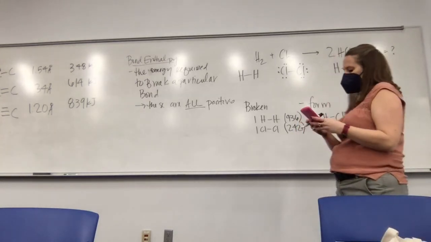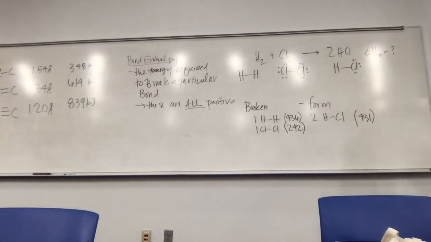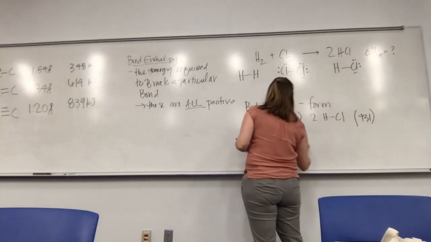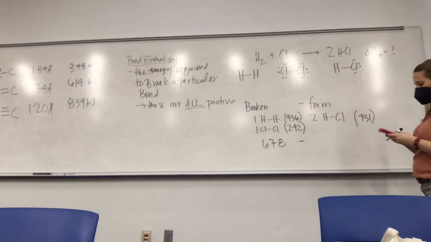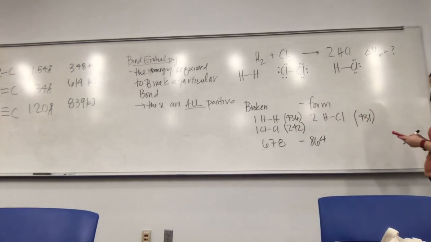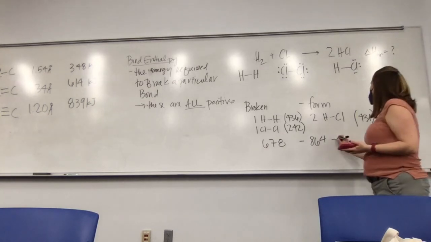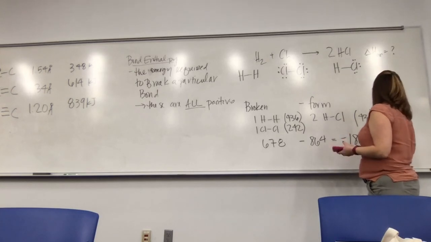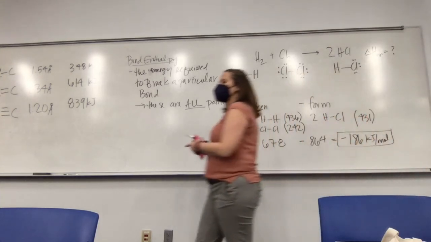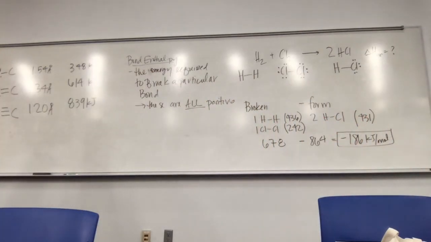So in this case, it would be 678 minus 864. I don't think that's right. So we get negative 186 kilojoules per mole. So the bond enthalpy is just a different way to calculate delta H using the structural information.